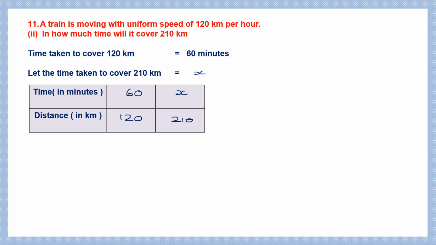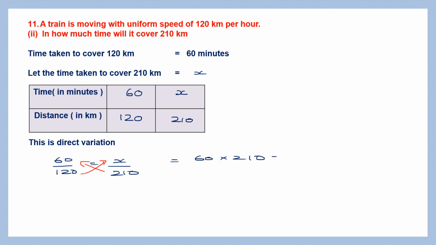So now, when the distance has increased from 120 to 210 kilometers, the time will also increase. More time will be needed to cover a longer distance, isn't it? So this is also direct variation. So let's make our equation. So here we have 60 by 120 is equal to x by 210. So let's cross multiply here and here. So what do we get here? Here we get 60 into 210 is equal to x into 120.